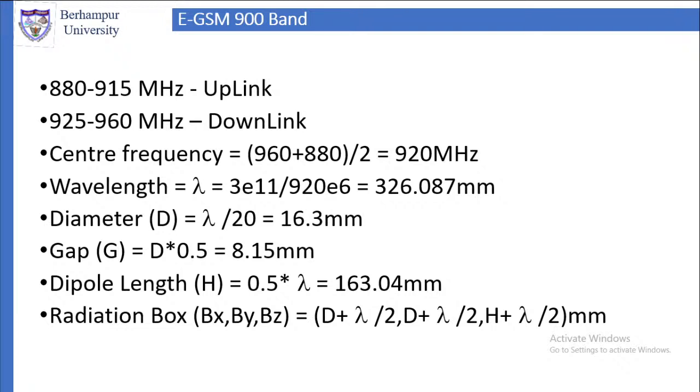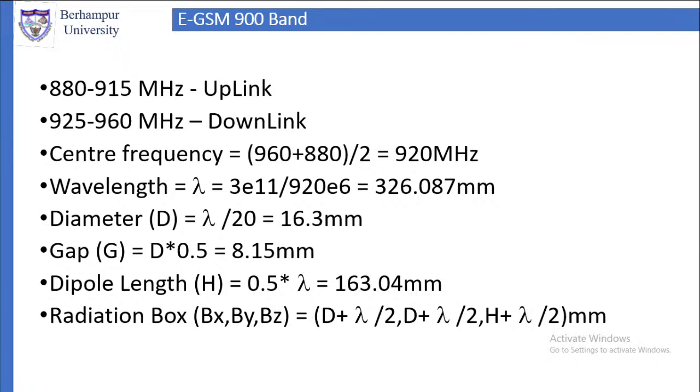If we know the center frequency, then we can find the wavelength. Lambda is equal to c by f. Now let us calculate the wavelength in millimeters. So lambda is equal to 3 into 10 to the power 11 millimeter per second. You know the speed of light c is equal to 3 into 10 to the power 8 meter per second, which is equal to 3 into 10 to the power 11 millimeter per second. And 920 megahertz means 920 into 10 to the power 6 hertz.